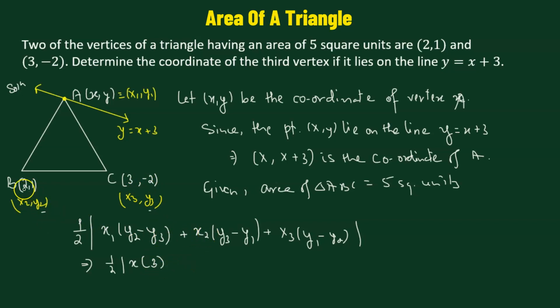Then we need x2. Here x2 corresponds to positive 2. We'll multiply to it y3 minus y1. Here y3 is negative 2 and y1 is y. So we have negative 2 minus y. Plus we need x3. Here x3 corresponds to 3. So we have plus 3 times y1 minus y2. Here y1 is y, and from it we subtract y2, which is 1. So we have y minus 1. This is the area of the triangle ABC, and this is going to equal 5 units.